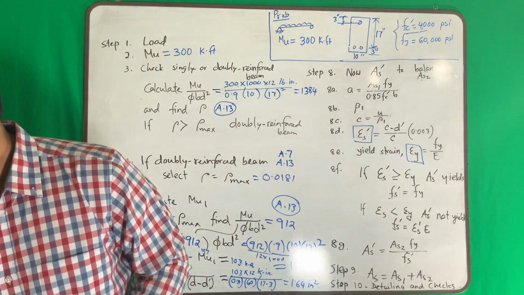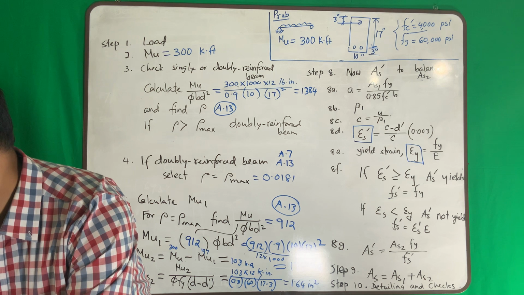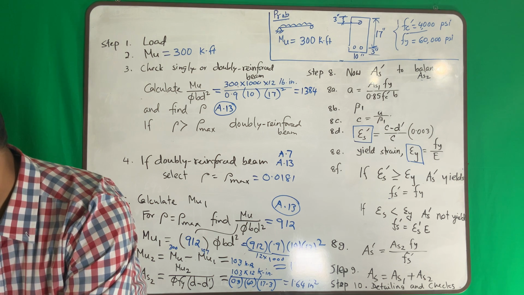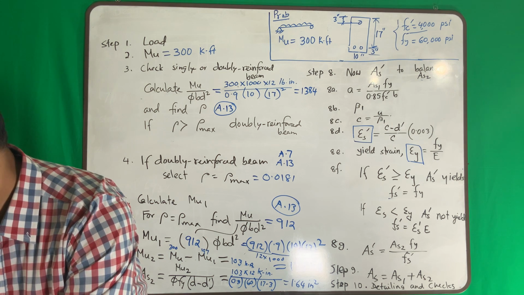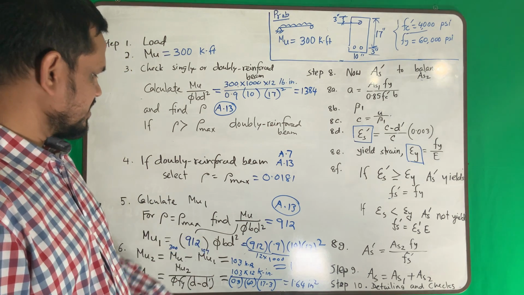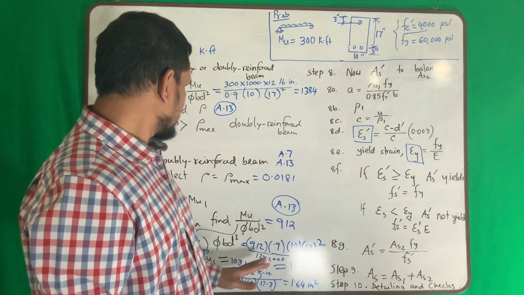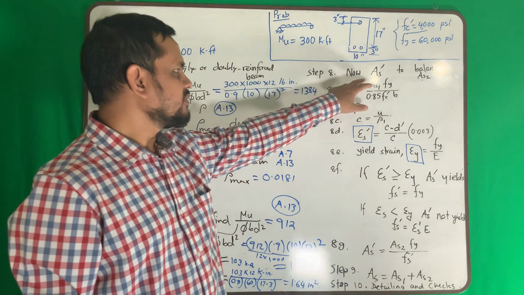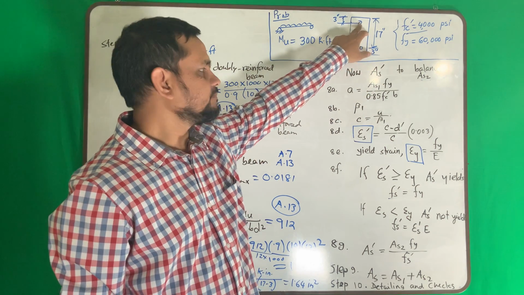If I see your book, whatever it is, yes, hopefully my calculation is right. Okay, then I'll go to step number 8. Now we have to find our AS prime.